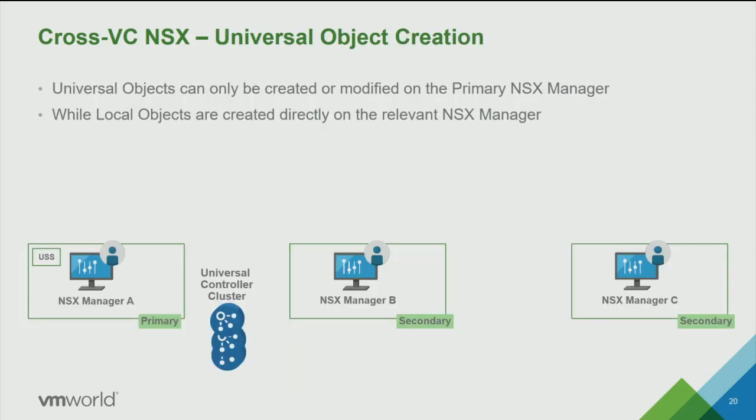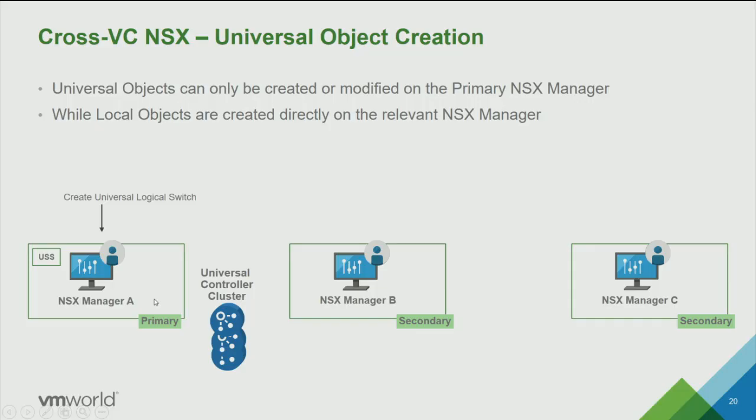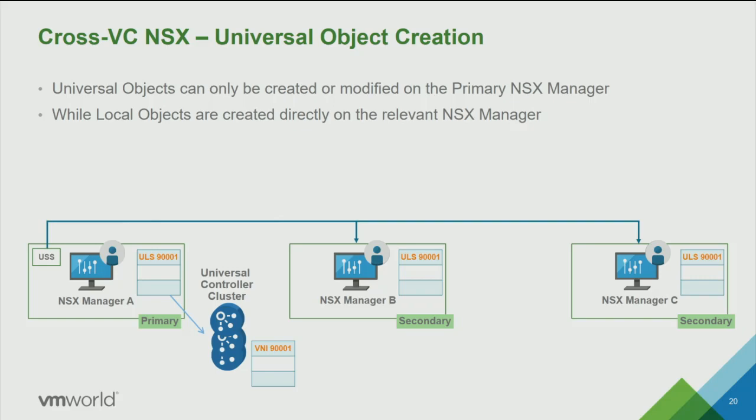Again, I have 3 NSX managers, which could be at the same site or at different sites. I have 1 primary, and the other ones are secondary. I already have my universal controller cluster. I deploy my universal logical switch on the primary. That information gets stored in the local NSX manager database. It also gets pushed to the universal controller cluster, the VNI information. Also, it gets synced to the secondary NSX managers, which store it locally in their database as well.